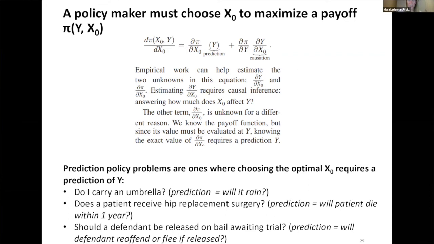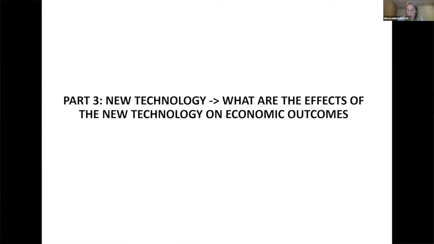And so this is just, as far as I can tell, we were so focused, we as a profession, on causal inference type policy problems. We didn't really think that there's a whole bunch of policy problems where the primary input is in fact a better prediction. Okay, and with that, let me turn to the third part, which is we have this new technology.